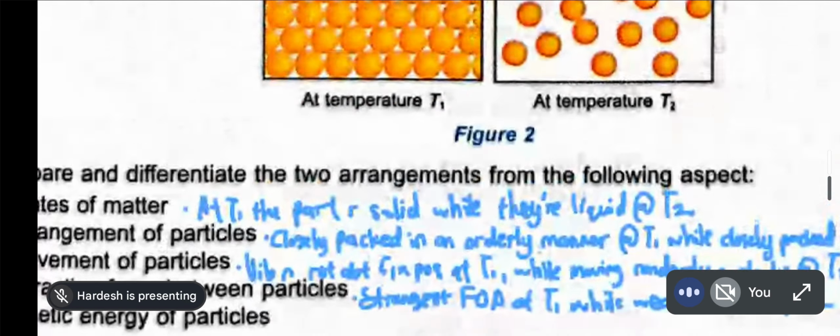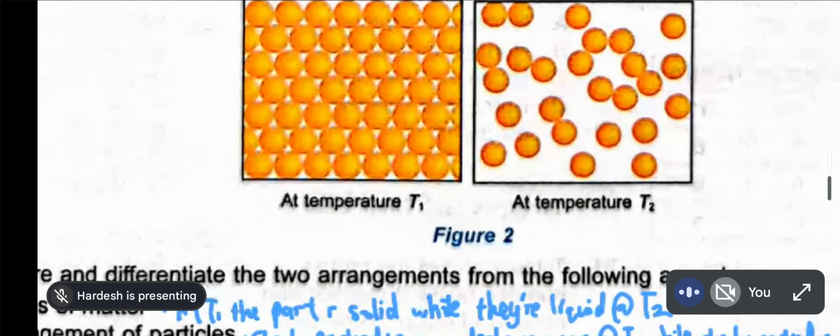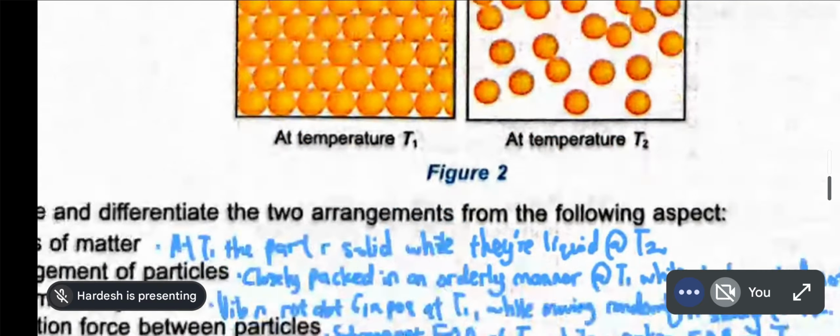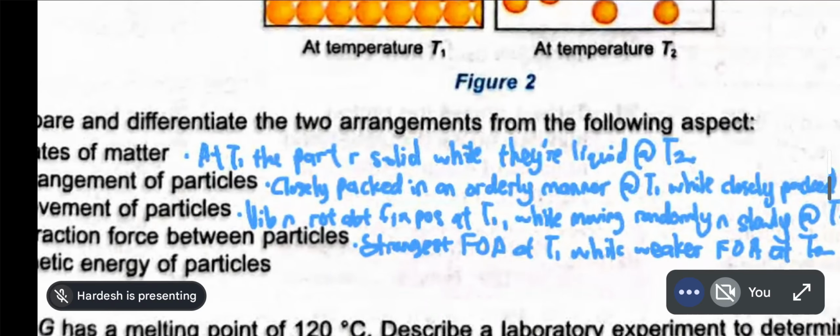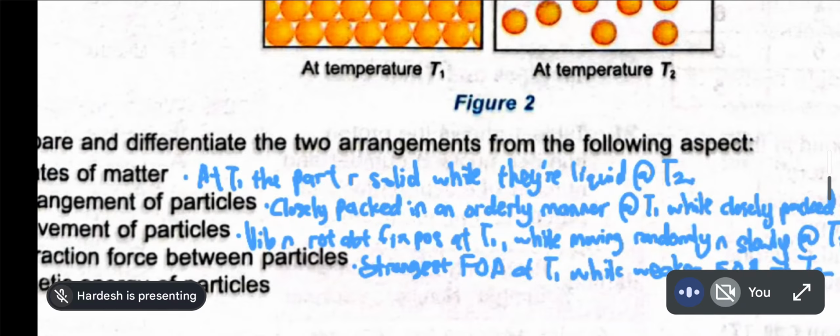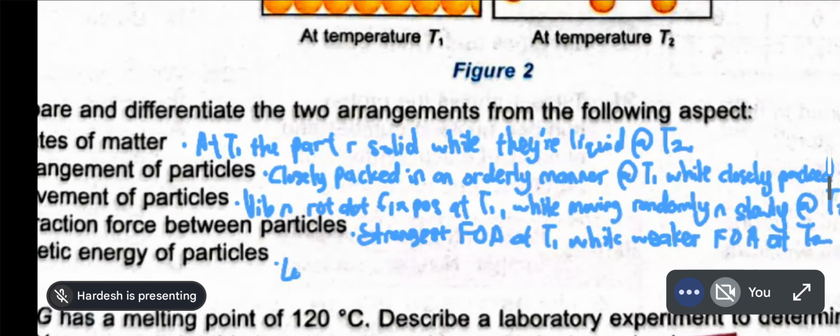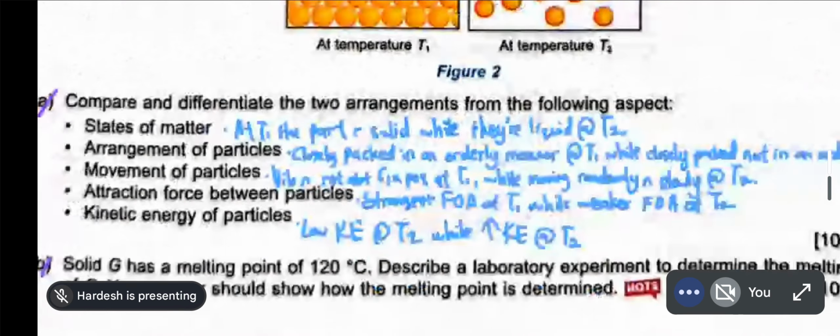Lastly, kinetic energy. Okay, this one I just want to randomly call a name. Vanusha, which one has higher kinetic energy, T1 or T2? T2. Good, good. Okay. Low kinetic energy at T1, while high kinetic energy at T2. Okay, guys. So far, all clear or not?